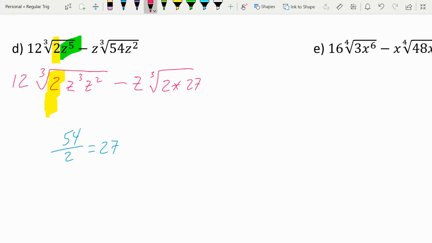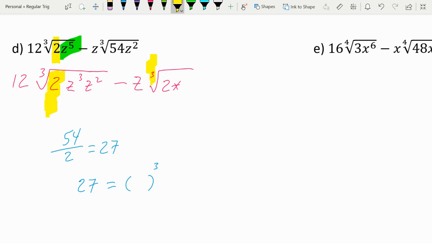But 27 doesn't help me. So I want to know, can I write 27 as something to the 3rd power? Because why do I want something to the 3rd power? Because that index is 3.